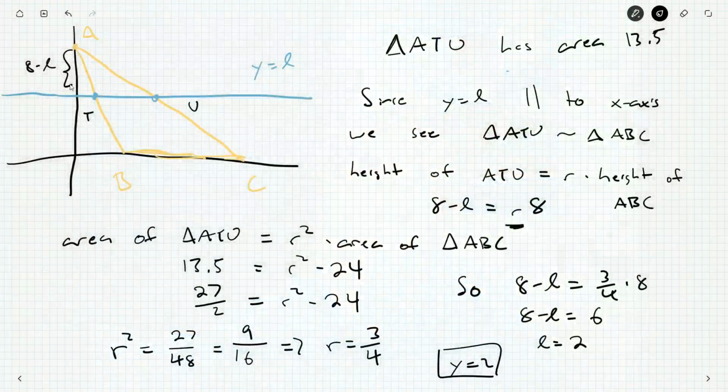So we'll flip the page, we'll redraw it, and we're going to do this by calculating coordinates T and U and our heights and everything. Okay?